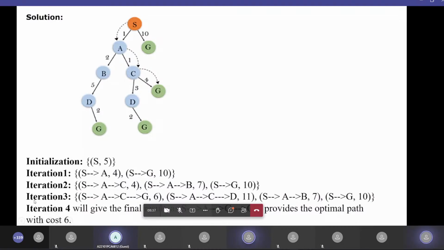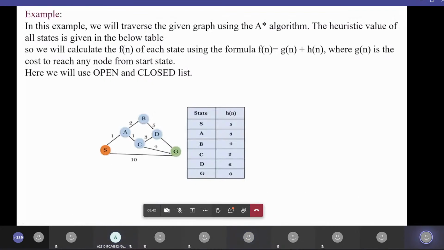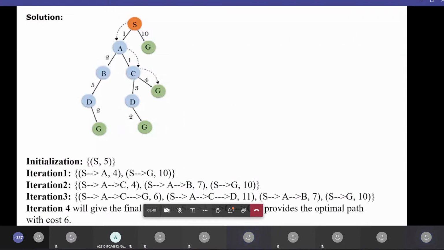So shall we start? First, the initial value of S is given as 5. Okay? For that there is no G of n, since it is the starting node. So that value is only 5.